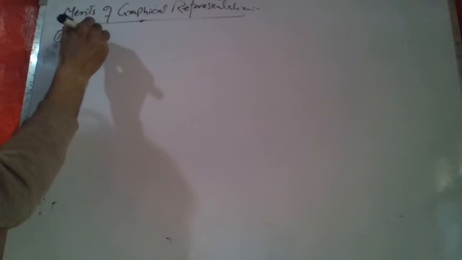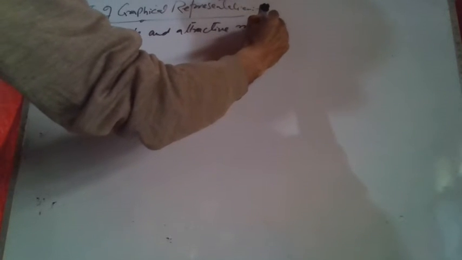The first merit of graphical representation is that constructing graphs is simple, and it is also attractive. So graphical representation is a simple and attractive method of data presentation. डेटा को प्रेजेंट करने के लिए ये मेथड graphical representation is simple and attractive.